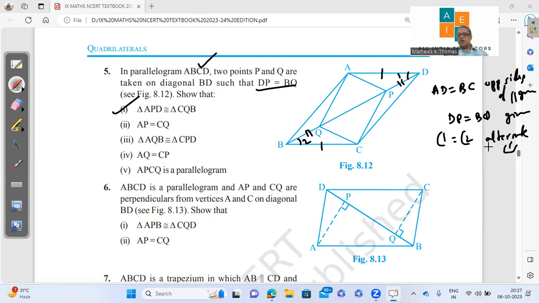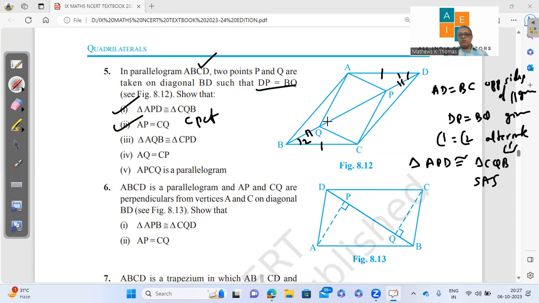Right? Alternate angles are equal. So triangles are congruent by which condition? SAS. Triangle APD is congruent to triangle CQB by SAS congruency. Therefore, AP equal to CQ, CPCT. So the first part you will prove, the second part is CPCT.